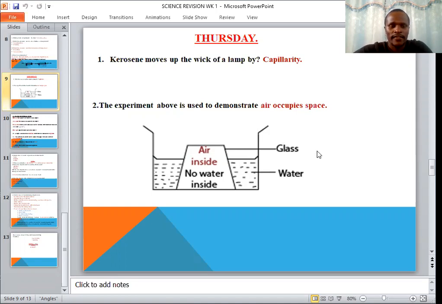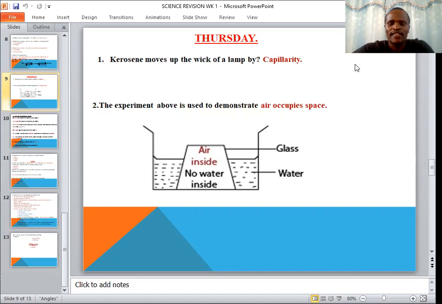Now here, the first question was a very easy one, but some of us were not able to answer this. Kerosene moves up the wick of a lamp. Now here, they were just trying to look at a kerosene is a liquid, okay? So it just behaves like water, the same way water moves up the soil. The mechanism that water is using to move up the soil is the same mechanism that kerosene also uses when it is moving up the wick.